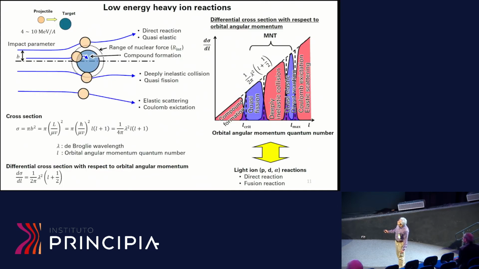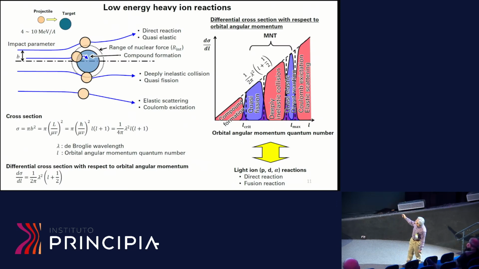regions. So the multi-neutron transfer reaction is a characteristic reaction in the low-energy heavy ion reactions. This figure shows the classification of the low-energy heavy ion reactions in terms of the impact parameter, and the differential cross sections as a function of the orbital angular momentum and the impact parameter. As the impact parameter becomes smaller, the reaction regime changes from elastic scattering, Coulomb excitation, direct reaction, quasi-elastic, deep inelastic collision, quasi-fission, and finally to compound nuclear formation.